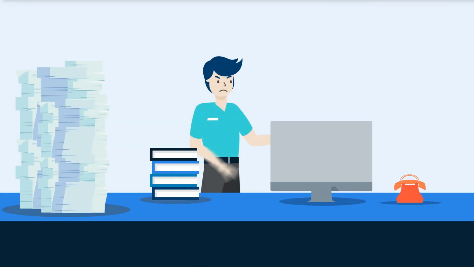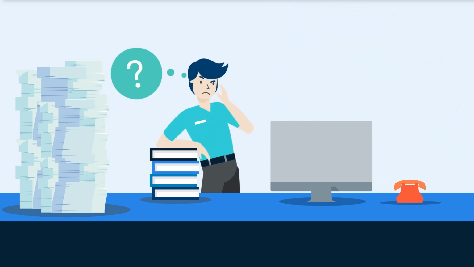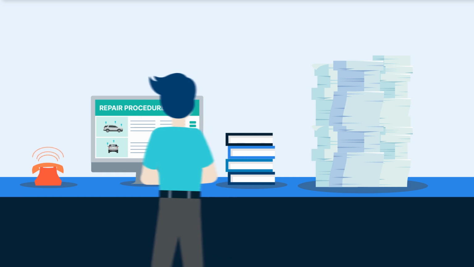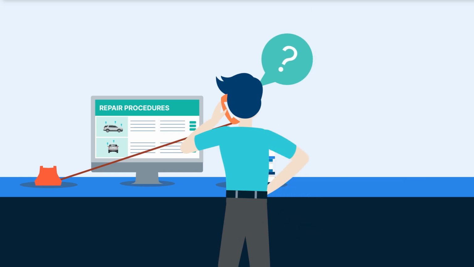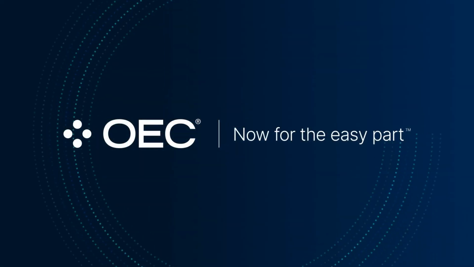What does your repair planning process look like? Are you looking up individual procedures one at a time? Do you have the most up-to-date repair procedures from the original manufacturer? Access to complete data? What if there is a better way? Now for the easy part.